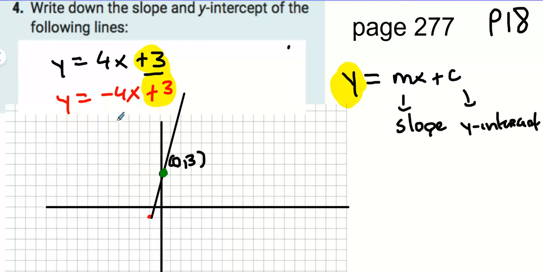What does the slope look like? So you have to be going downhill, don't you? Across 1 down 4, across 1 down 4. So this line looks something like this. See the way one of them is negative and steep and the other one is positive and steep?